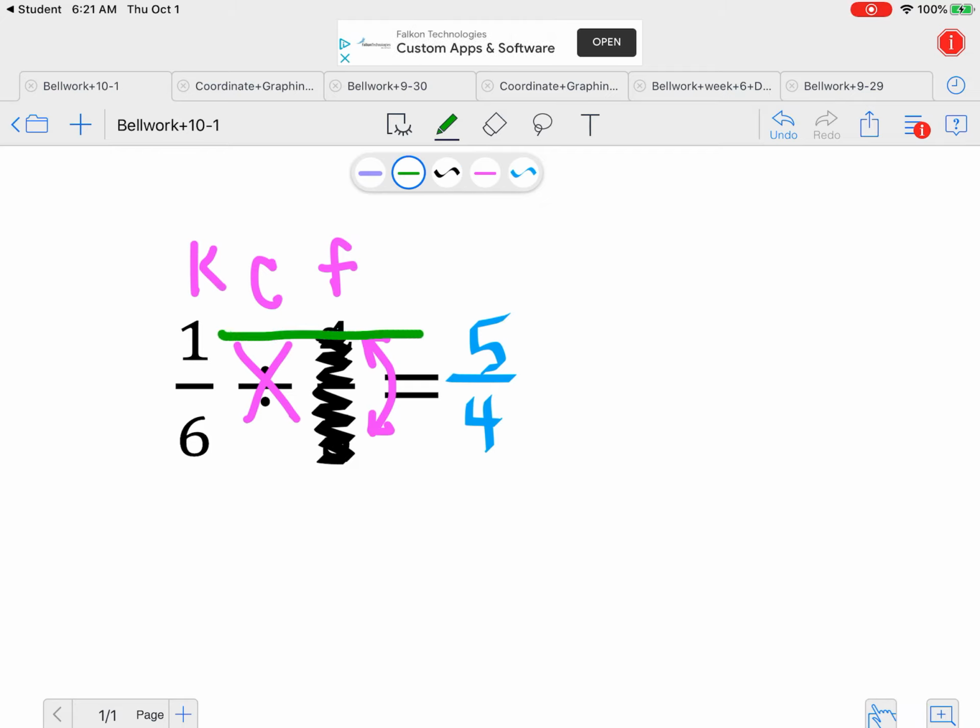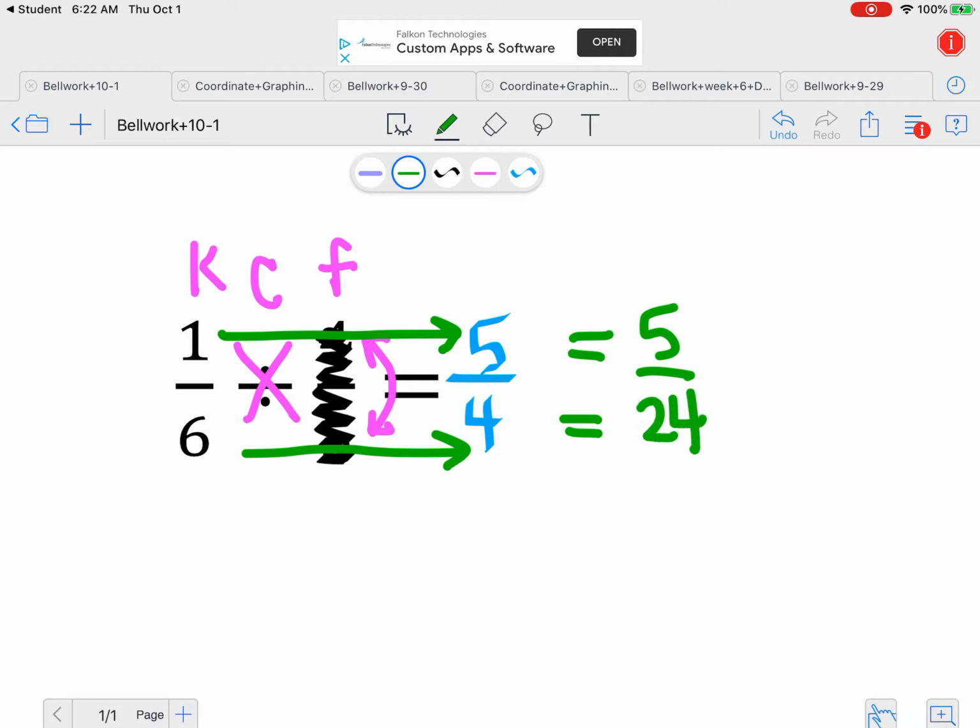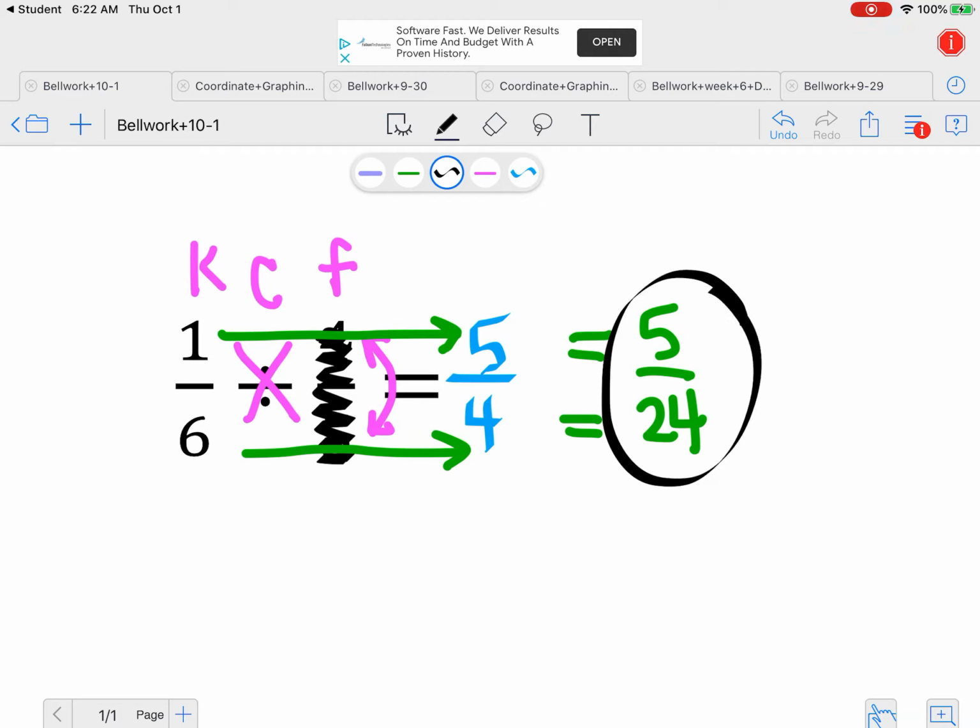Now that I've made a multiply problem, multiply is just go straight across. Numerator times numerator. 1 times 5 is 5. 6 times 4 is 24. 5 and 24 don't have anything in common, so that would be my final answer.